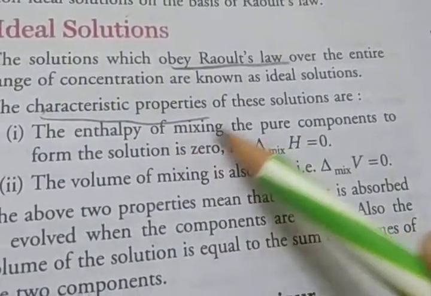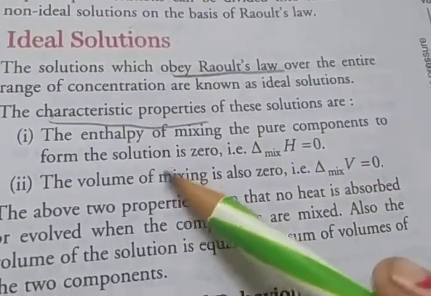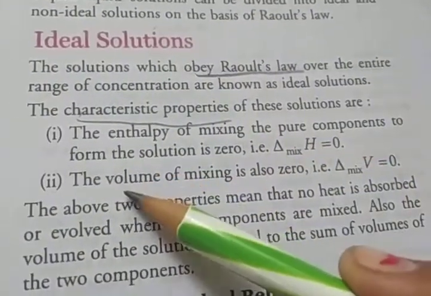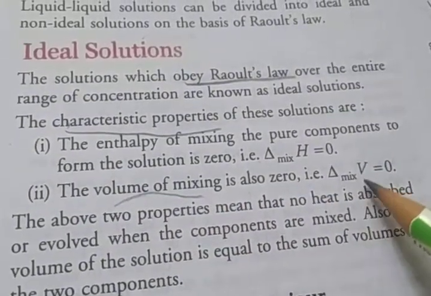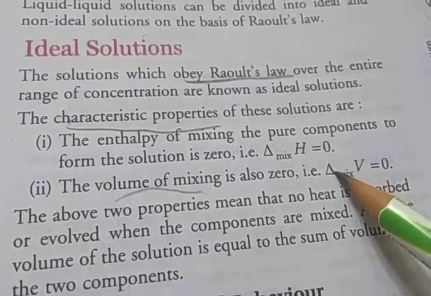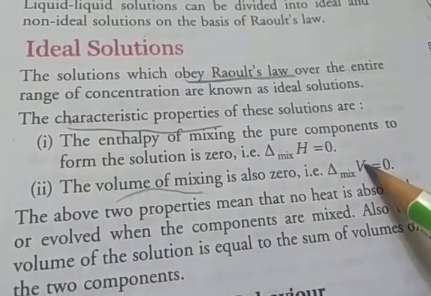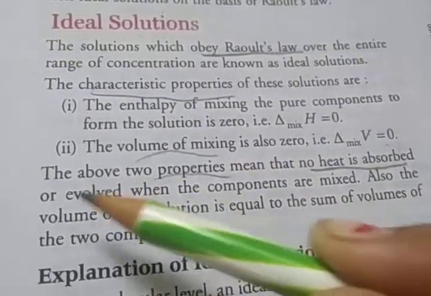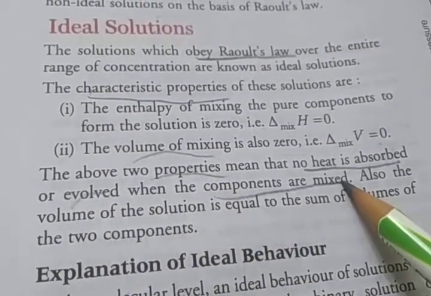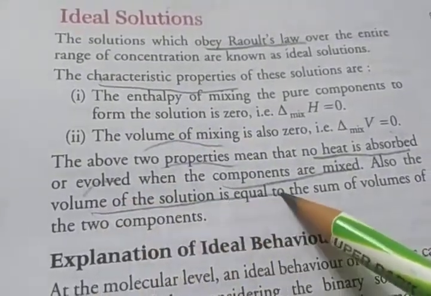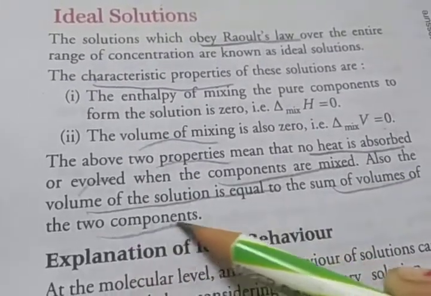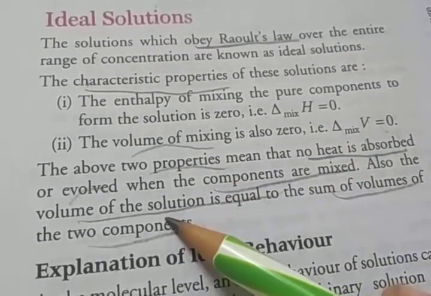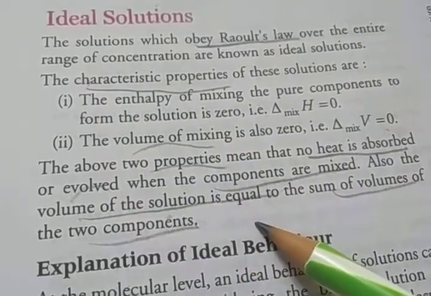First, the enthalpy of mixing the pure components to form the solution is 0. That means delta H mix is equal to 0. And the volume of mixing is also 0, so delta V mix is equal to 0. Both are 0 for an ideal solution. The above two properties mean no heat is absorbed or evolved when the components are mixed, and the volume of the solution is equal to the sum of the volumes of the two components.